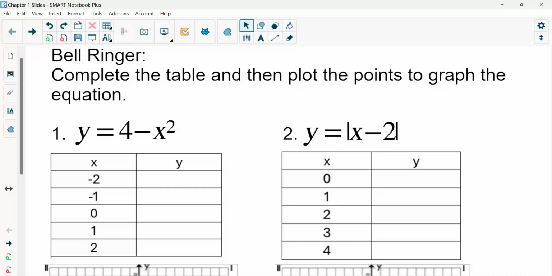You're making a table for each of those. So I'm giving you the x value for those. So for example, if I'm plugging -2 in for x, I will be doing 4 minus -2 quantity squared. According to PEMDAS, what do we have to do first here?